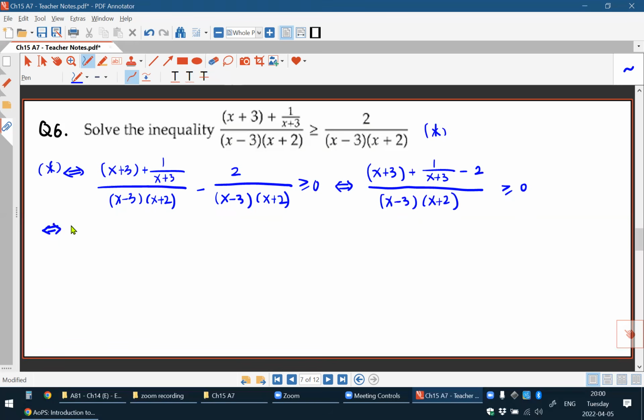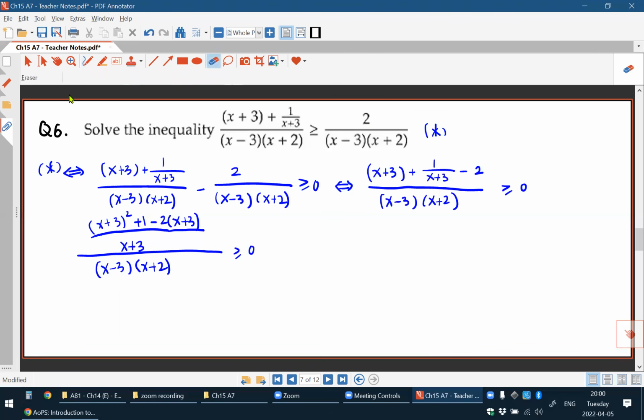This is equivalent to, again, we can simplify the numerator now. We can rewrite the whole thing using the common denominator, which is x plus 3. The first term is (x plus 3) squared, then plus 1, then minus 2 times (x plus 3), and then over (x minus 3)(x plus 2), greater than or equal to 0. Can you follow me?